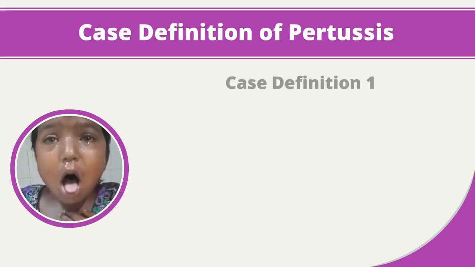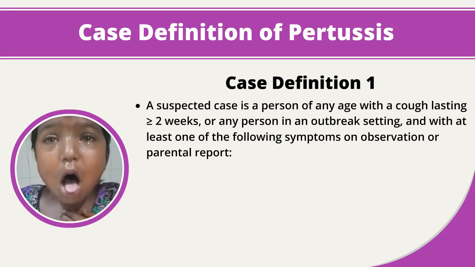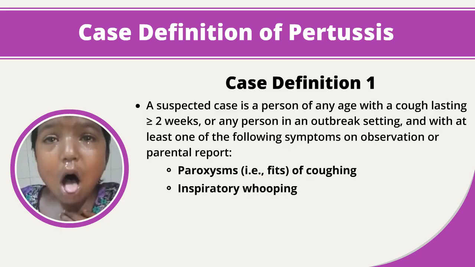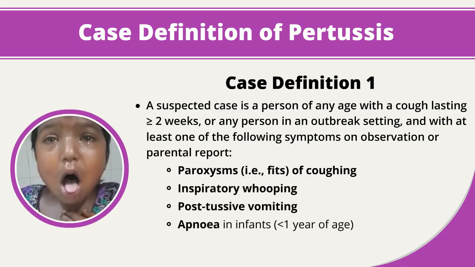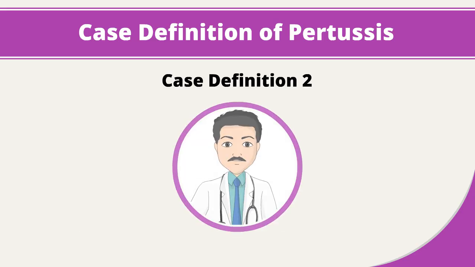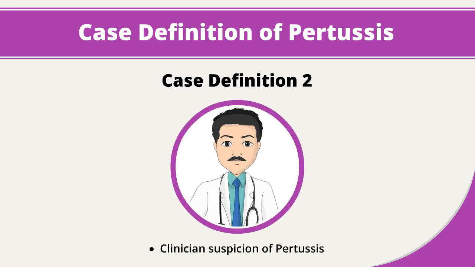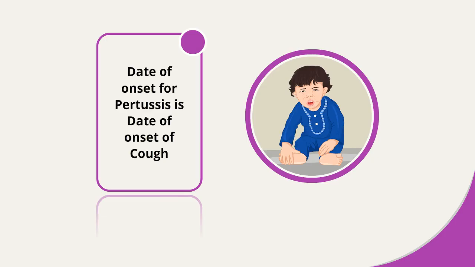A case of pertussis is a person of any age with a cough lasting 2 weeks or more and having paroxysm of cough or inspiratory whoop or post-tussive vomiting or apnea, or if a clinician suspects pertussis. Date of onset for pertussis is the date of onset of cough.